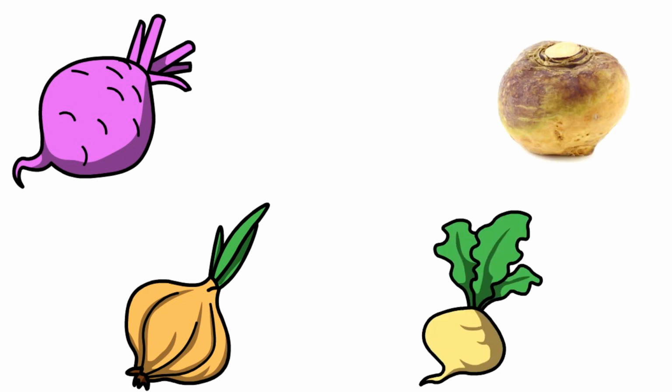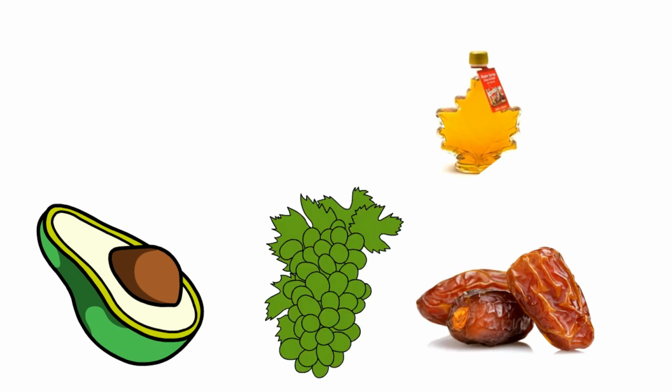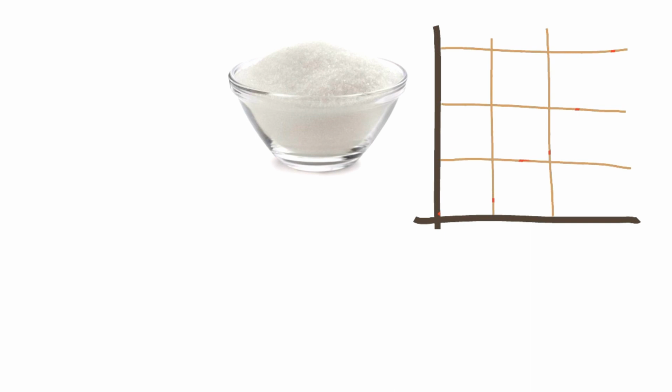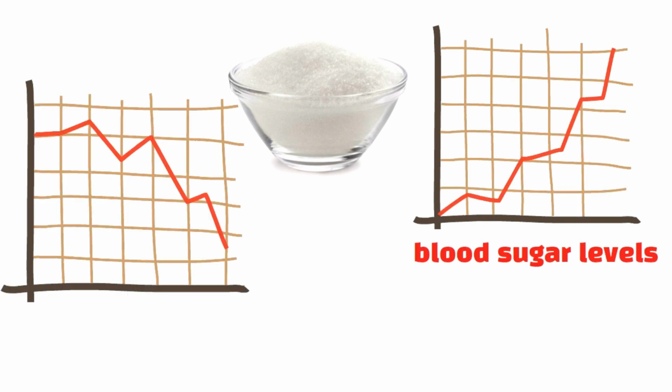Red beets, onions, turnips, and rutabaga are the best natural sources of glucose. Fruits like kiwi, grapes, and dates, as well as pure maple syrup and honey, are also high in glucose. However, consuming too much sugar, especially unrefined white sugar, can cause high blood sugar levels and increase the risk of dementia and other conditions such as inflammation, type 2 diabetes, and metabolic disorders.